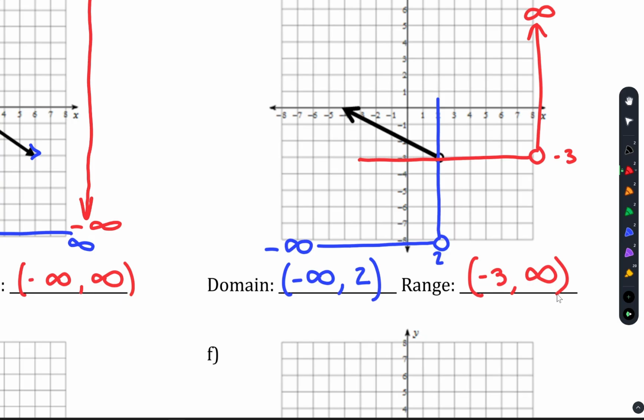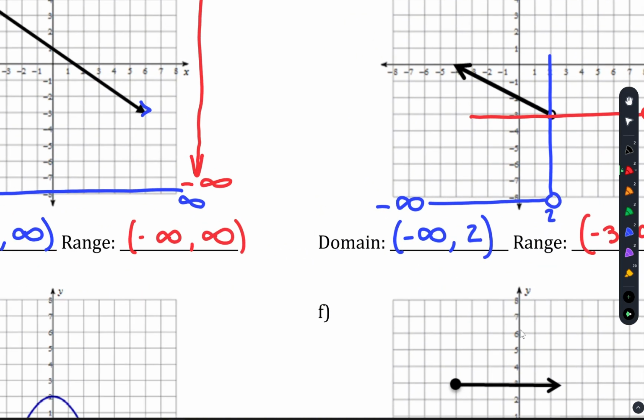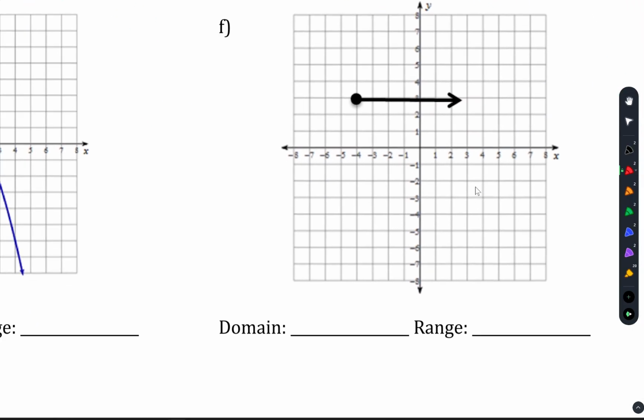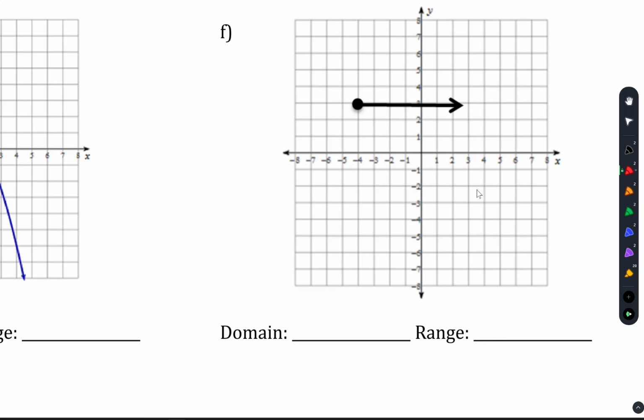I'm going to do one more. I'm going to skip the parabola because we already did a parabola, but I think F is a good one to look at. Let's do domain. What do we think about this domain? On the left, it starts at, is that going to be a bracket or a parenthesis? Now what about on the right? Goes on to infinity because of this arrow. Easy enough.